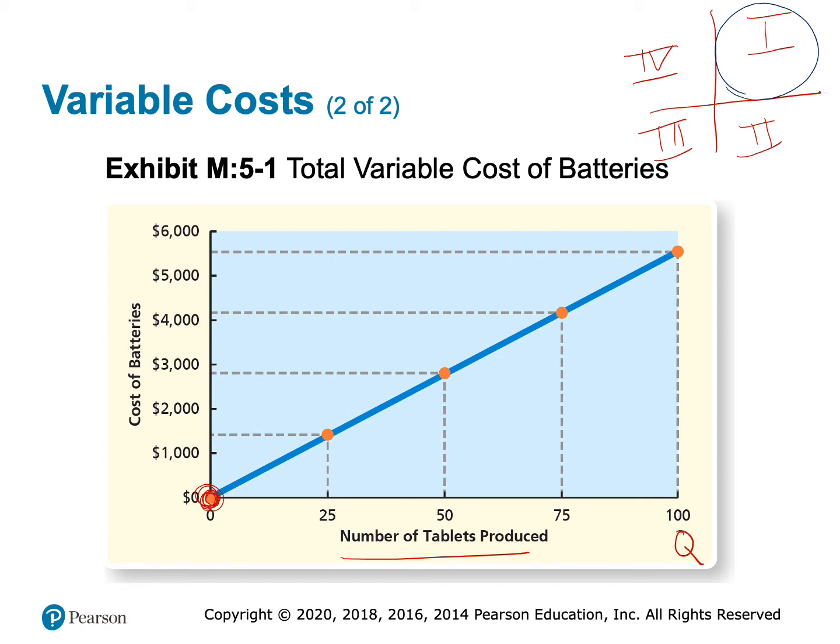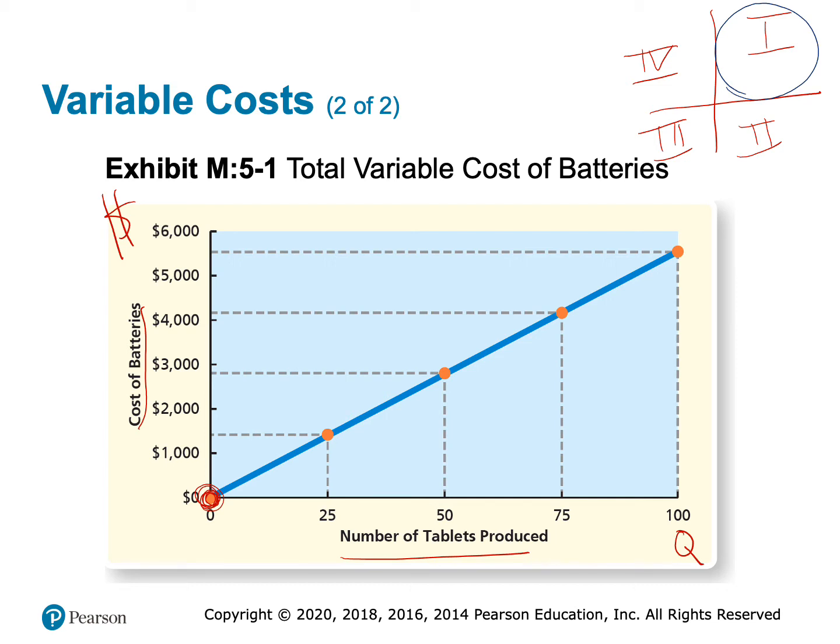It may be the number of dogs washed, but it is always a quantity of something. The y-axis, or the vertical axis, is always a dollar amount. So in this case, it's the cost of the batteries, which are $55 apiece. It could be the revenue per unit, it could be the profit, but it is always a dollar amount.